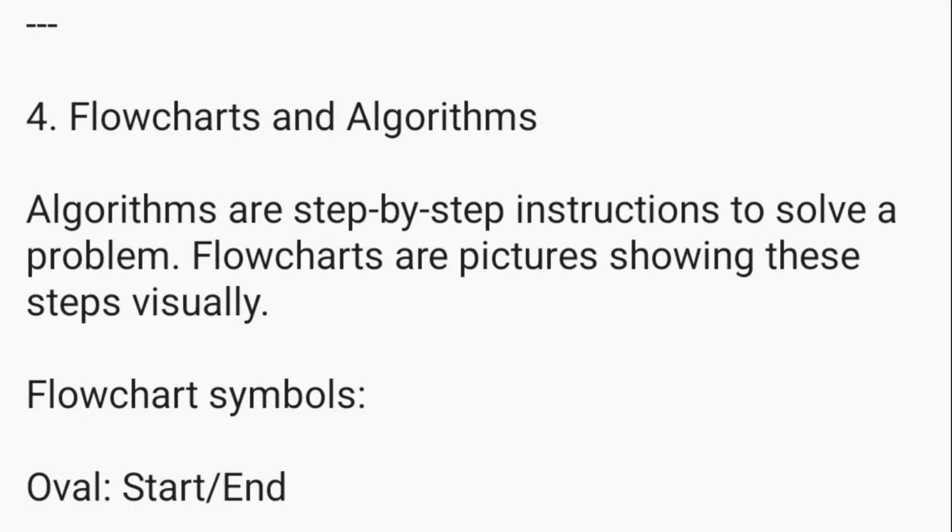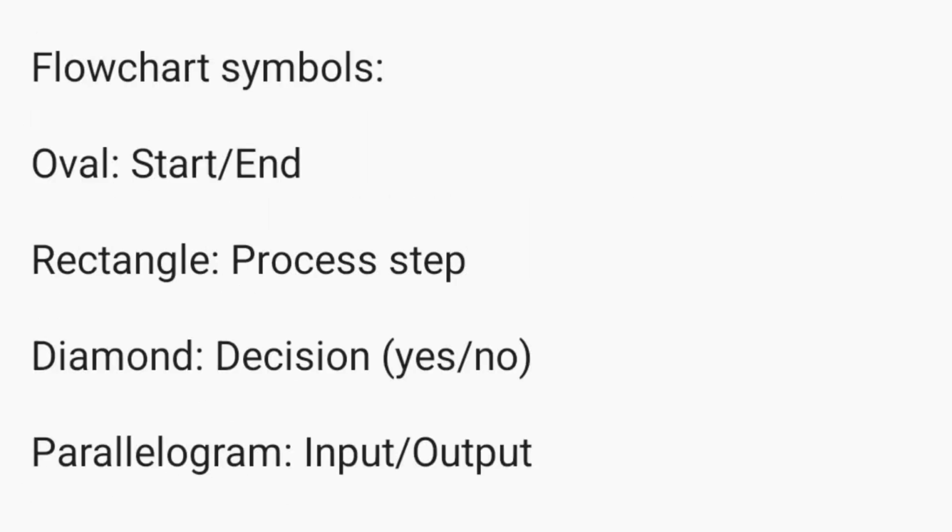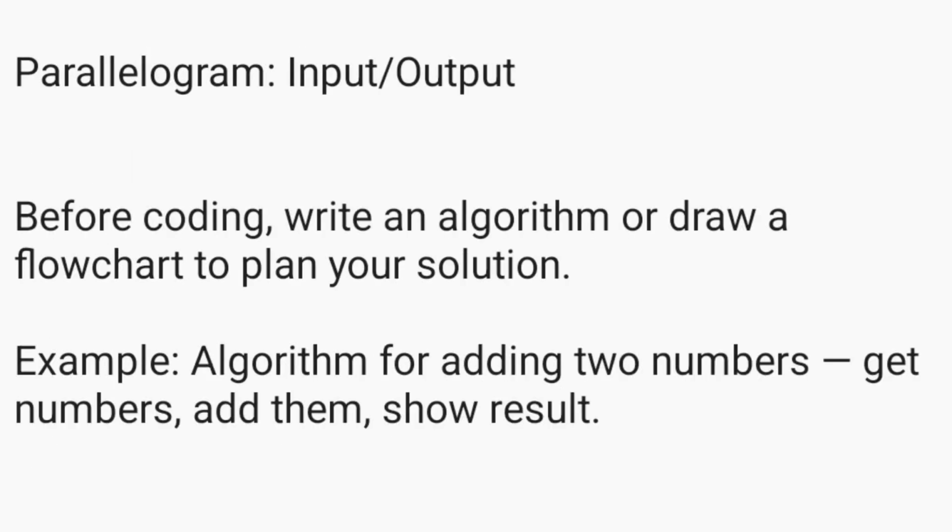4. Flowcharts and Algorithms. Algorithms are step-by-step instructions to solve a problem. Flowcharts are pictures showing these steps visually. Flowchart symbols: oval (start, end), rectangle (process step), diamond (decision, yes, no), parallelogram (input, output). Before coding, write an algorithm or draw a flowchart to plan your solution. Example: algorithm for adding two numbers: get numbers, add them, show result.